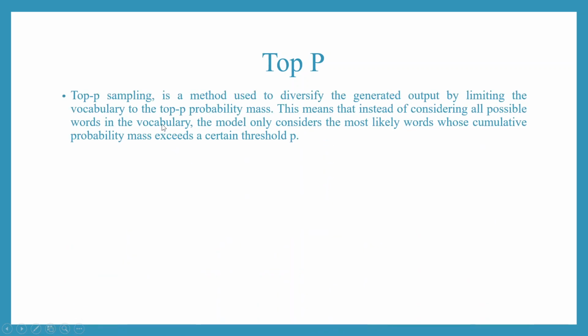Top P. Top P sampling is a method used to diversify the generated output by limiting the vocabulary to the top P probability mass. This means that instead of considering all the possible words in the vocabulary, the model only considers the most likely words whose cumulative probability mass exceeds a certain threshold P.